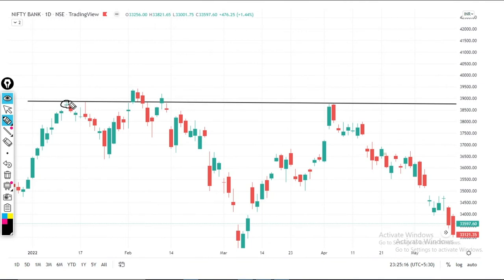This is a swing high candle. We can see that it has formed at the end of an uptrend, and this level is respected by several candles here and here. This level has acted as a resistance, and whenever the market approached this level, it has faced a very good downfall.